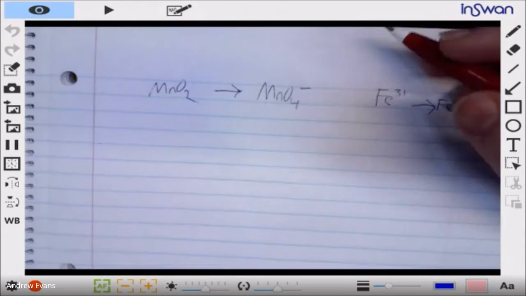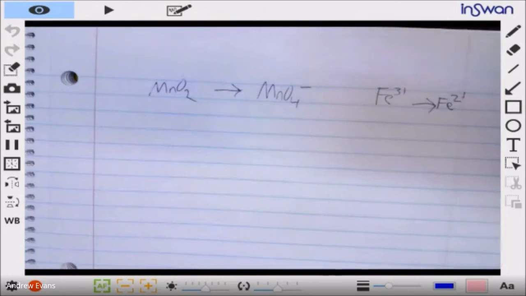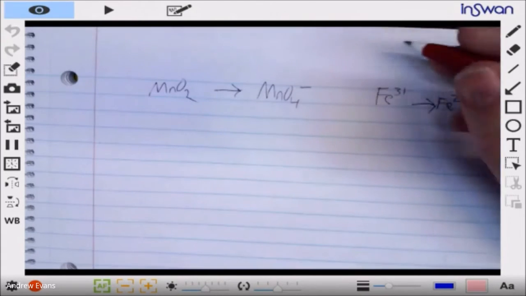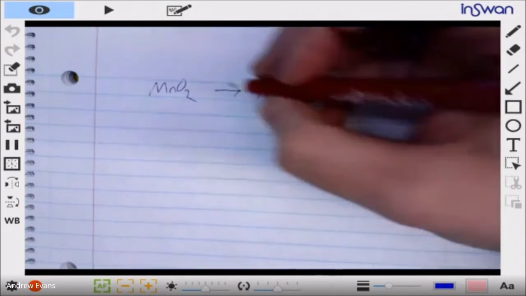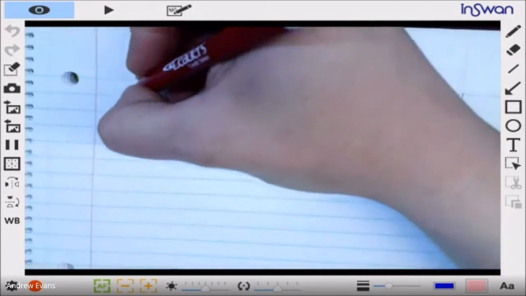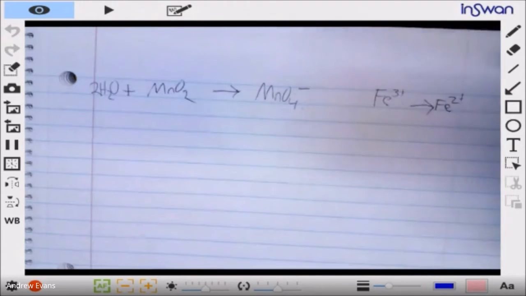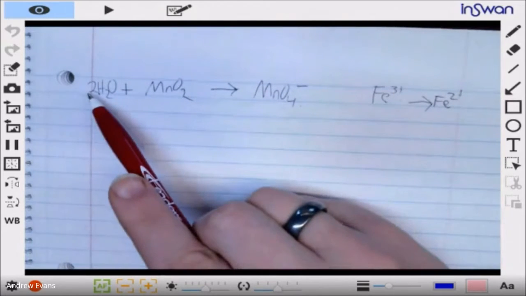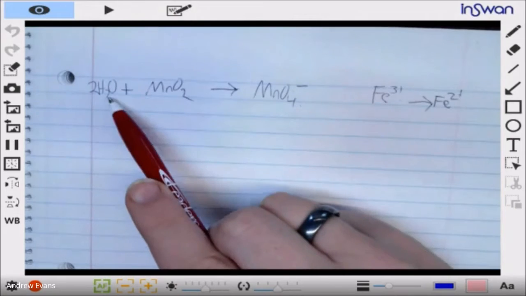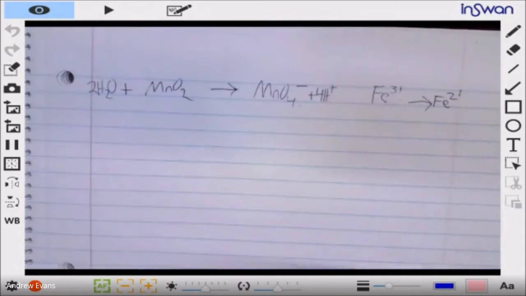Step 1 is always balance the elements. So manganese, manganese, those are good. Iron, iron. Step 2, balance the oxygens. 4 oxygens, 2 oxygens, 0, 0. So 4 oxygens, 2 oxygens, I have to add 2 waters. Step 3 is balance the hydrogens now. 2 times 2 is 4. I have to add 4 H pluses on the right.